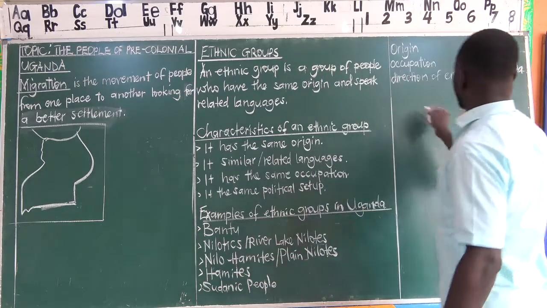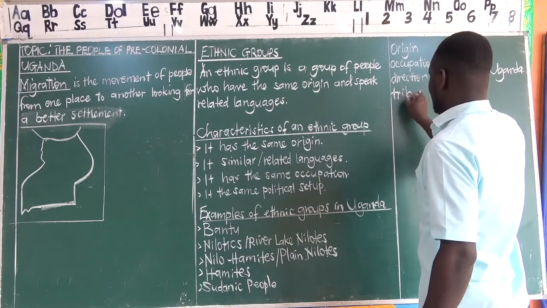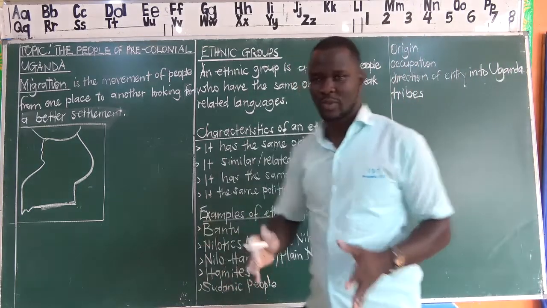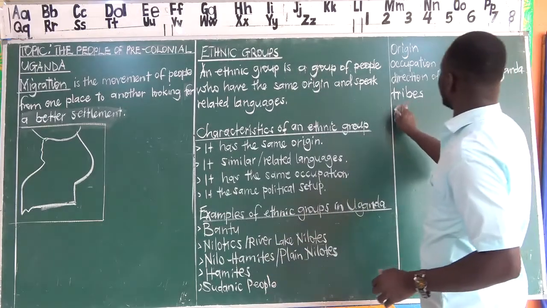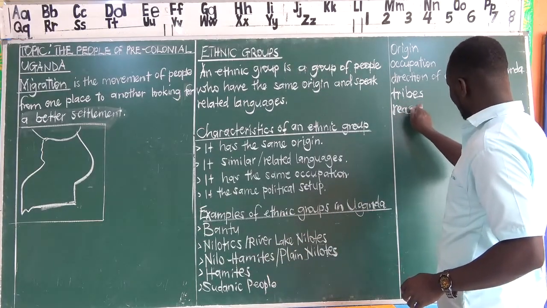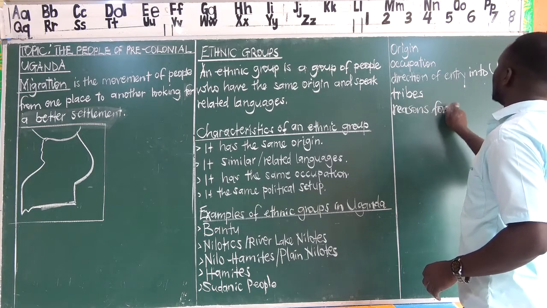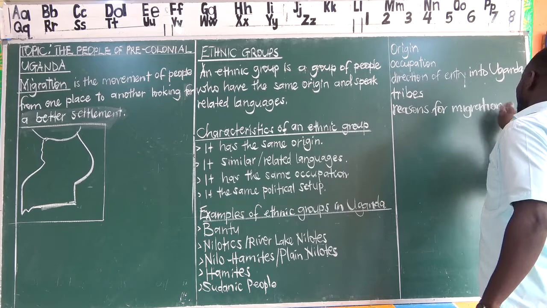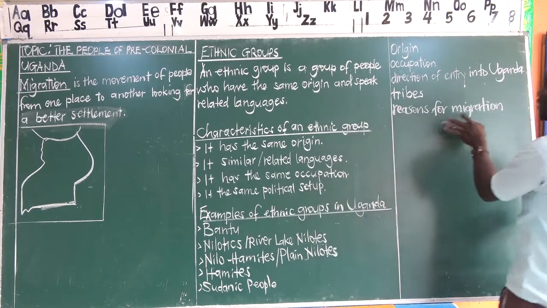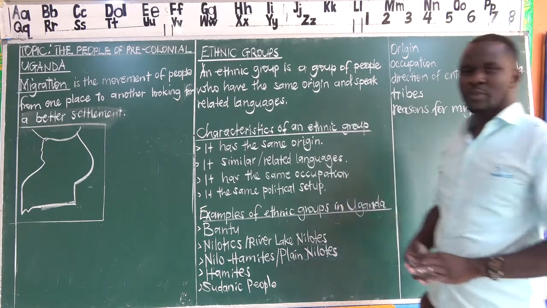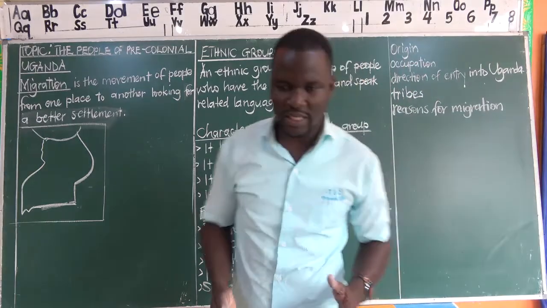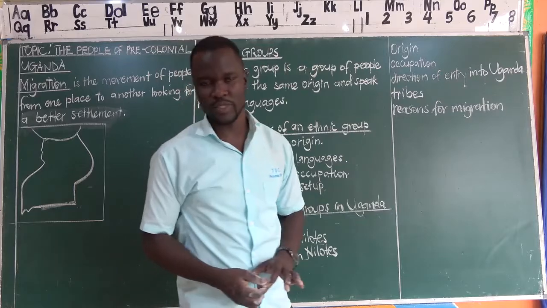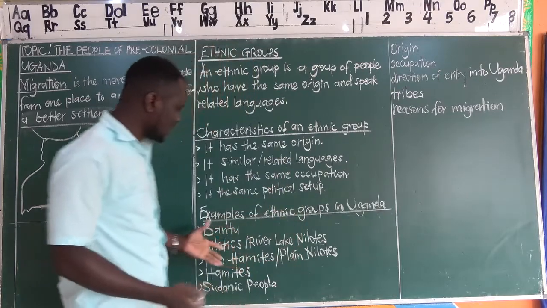Which means which direction did this ethnic group take to enter Uganda? Then after that, we shall be looking at tribes. Which tribes in Uganda fall under that ethnic group? And then after understanding the tribes, we shall now come to look at reasons. Which reasons? For them migrating. Meaning, why were these people migrating? We shall call those reasons for migration. So, those are the things that we are going to be basically looking at in each of these ethnic groups.